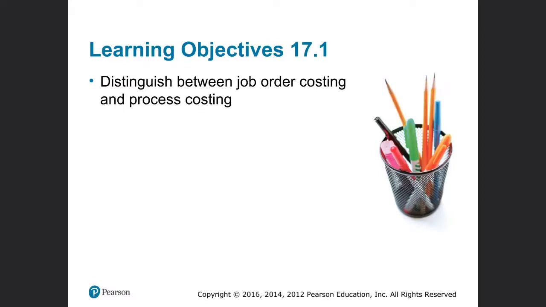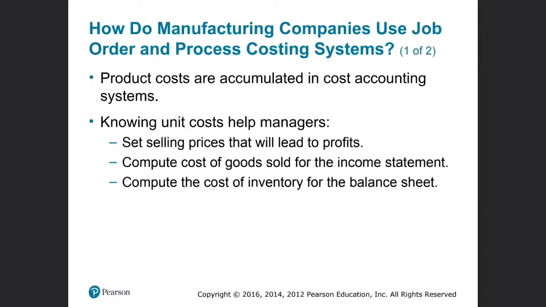Distinguishing between job order costing and process costing. So how do manufacturing companies use job order and process costing systems? Product costs are accumulated in cost accounting systems, and knowing the unit cost helps managers to set their selling prices that will lead to profits, compute the cost of goods sold for the income statement, and compute the cost of inventory for the balance sheet.